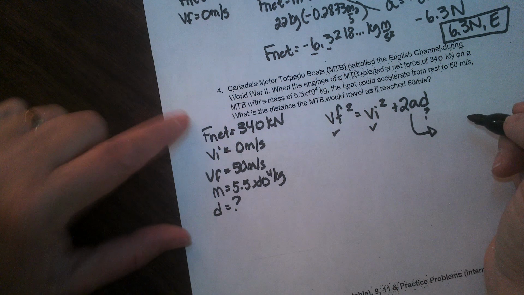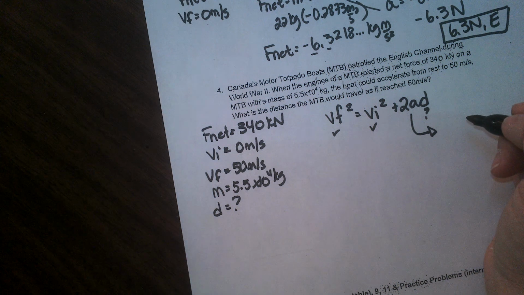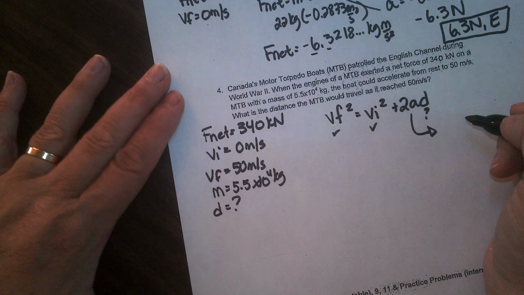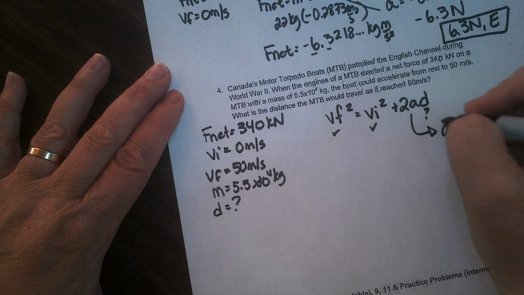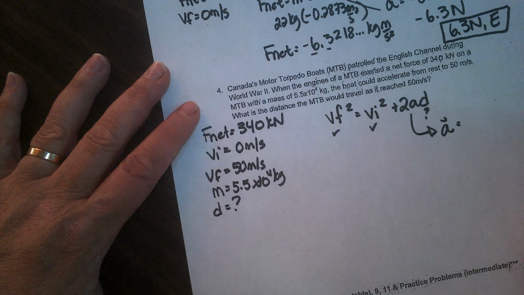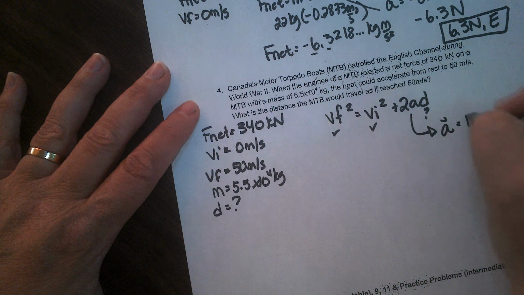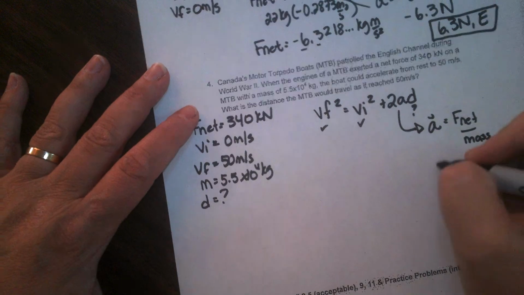Knowing on our list here, we have F net and mass. How would we find A? Let's write the word out. Force divided by mass. So let's solve for A.